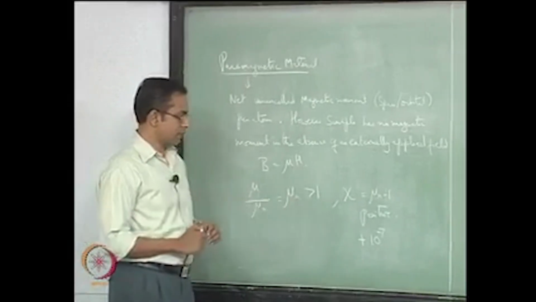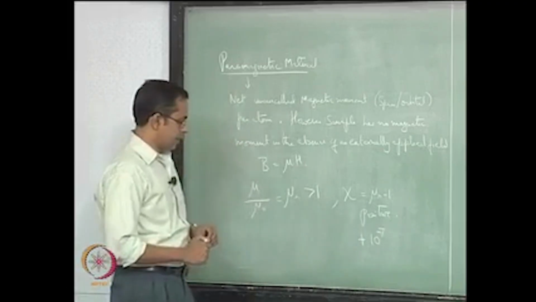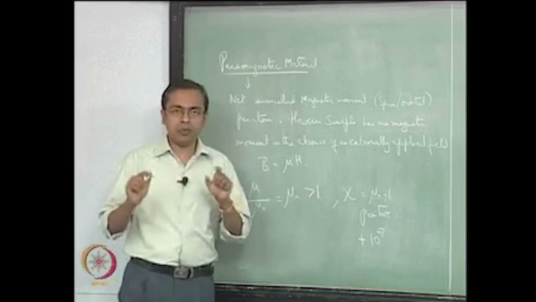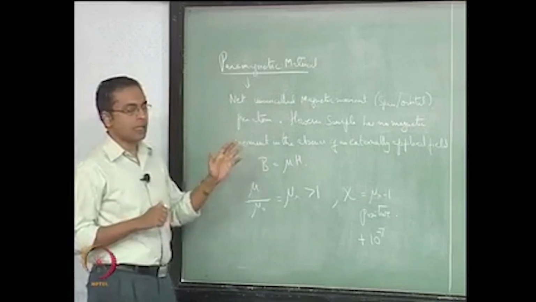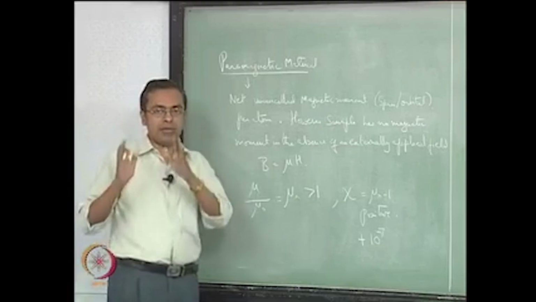When we look at other systems we will see that there is a difference, but it is a positive number. The other thing that is common about both paramagnetism and diamagnetism is the fact that both of these are phenomena that are visible only when a field is applied.